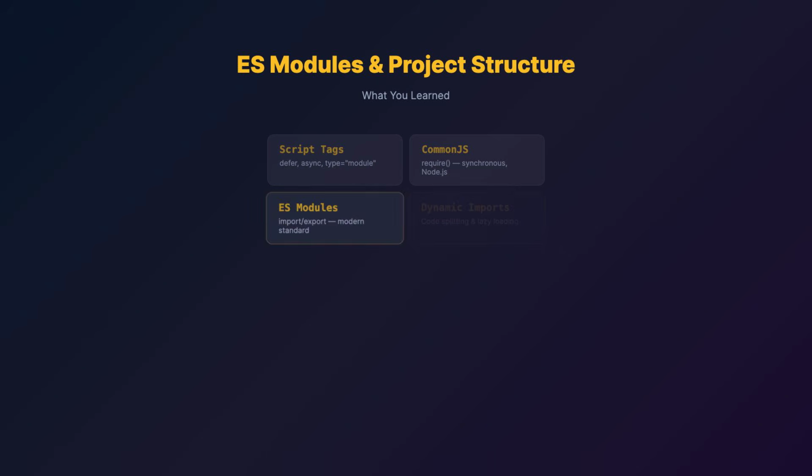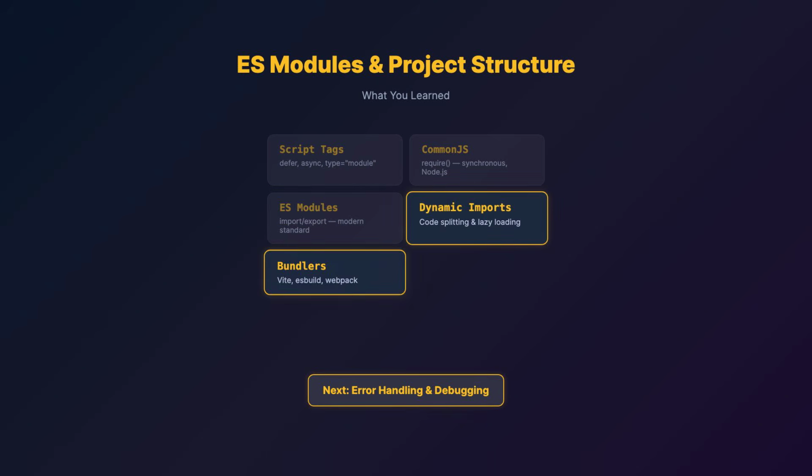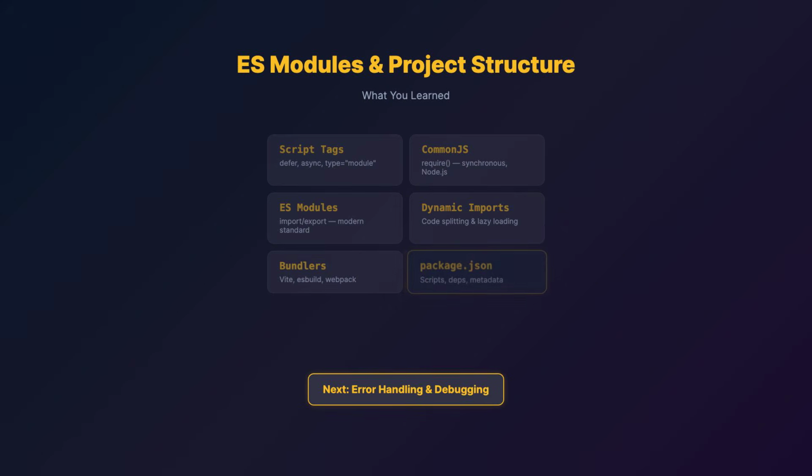Named exports for multiple values. Default exports for the main thing. Dynamic imports for code splitting and lazy loading. Bundlers like Vite combine your modules into optimized production bundles. package.json manages your project metadata, scripts, and dependencies. And .gitignore keeps generated and secret files out of version control.